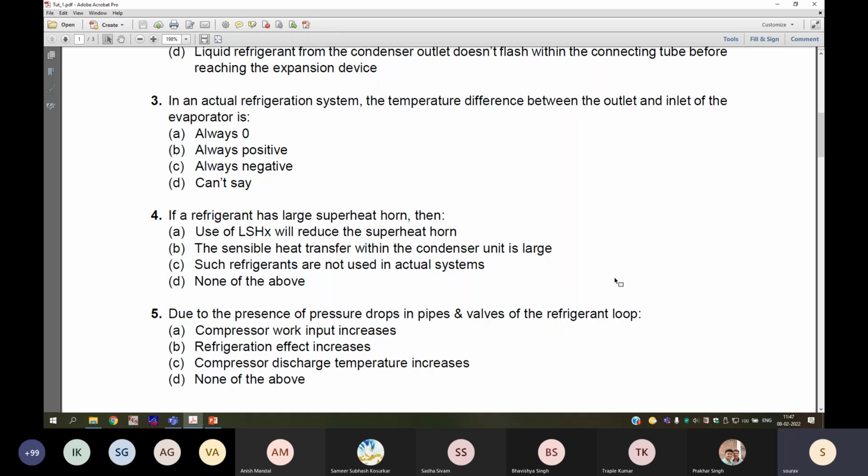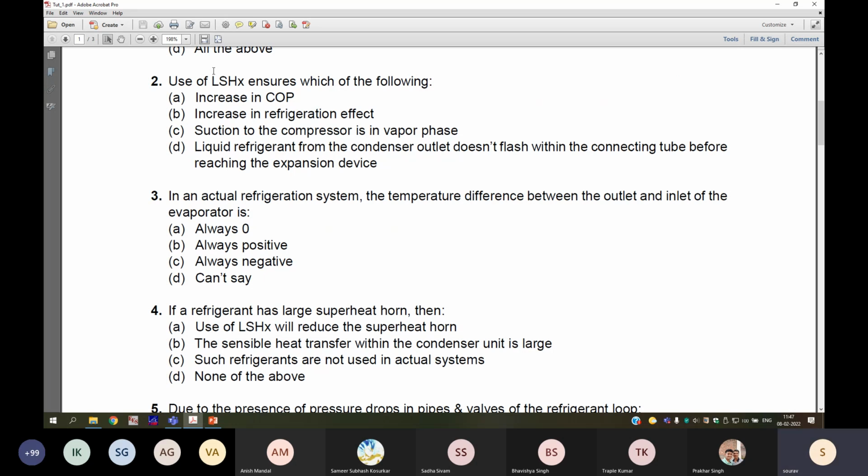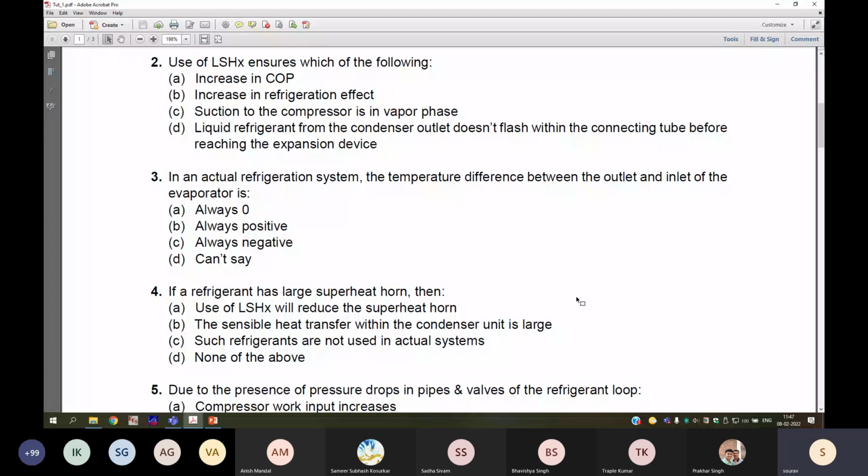If a refrigerant has large superheat horn, then use of LSHX will reduce the superheat horn. The sensible heat transfer within the condenser unit is large. Such refrigerants are not used in actual systems. None of the above. You can have multiple answers correct, just like in question number 2. So, if a refrigerant has large superheat horn, then use of LSHX will reduce the superheat horn.